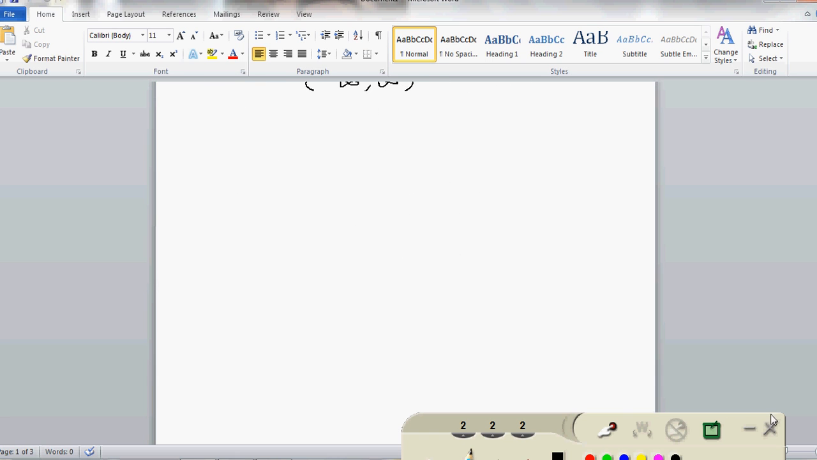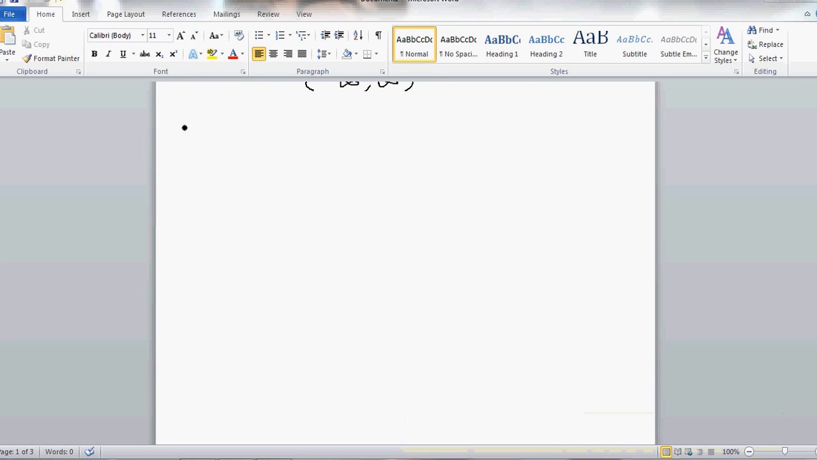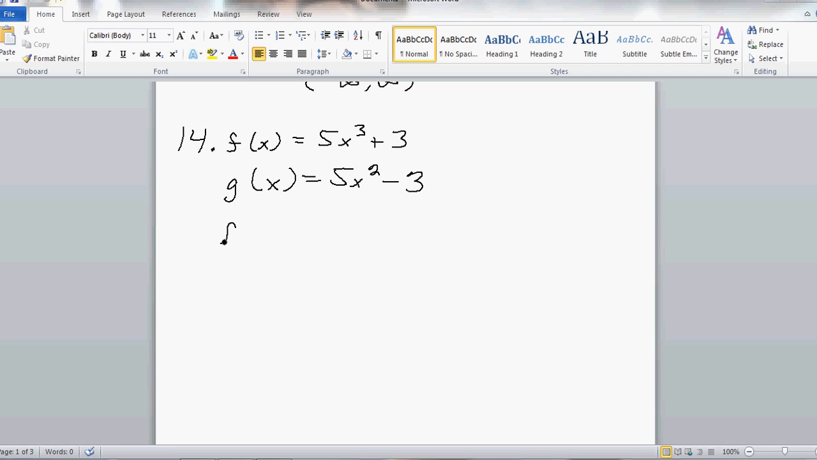Example number 14. We have f of x equals 5x cubed plus 3. g of x is equal to 5x squared minus 3, and we are asked what is f times g. Now it just so happens we've got two multiplication problems. We can add, subtract, multiply, and divide. It really does not matter here.